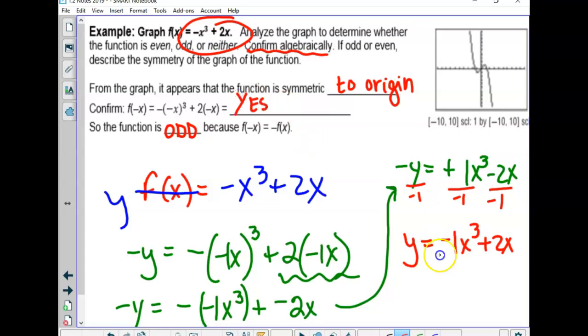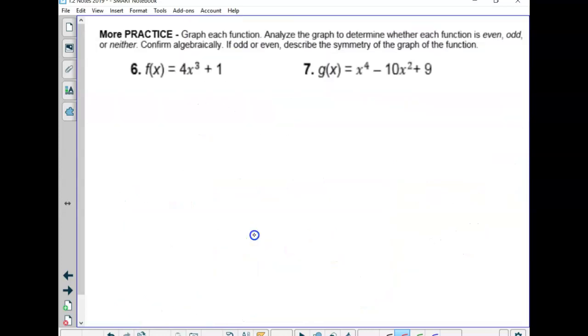And I showed my work over here. Students have trouble with that. Honestly, don't think you don't have to do it on the quiz. You just have to identify if it's even or odd and the kind of symmetry that means. Okay. Graph each function, analyze the graph to determine whether it's even, odd, or neither, confirm algebraically. If odd or even, describe the symmetry.